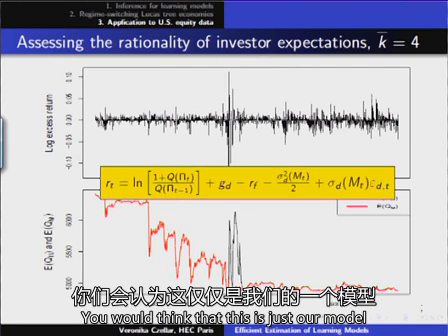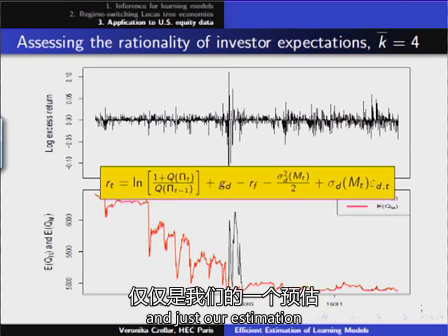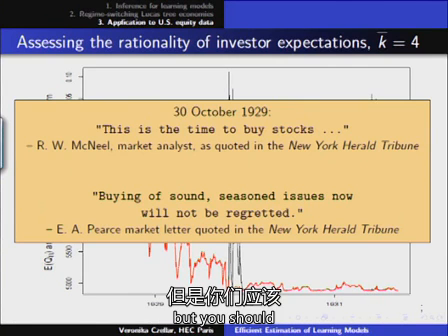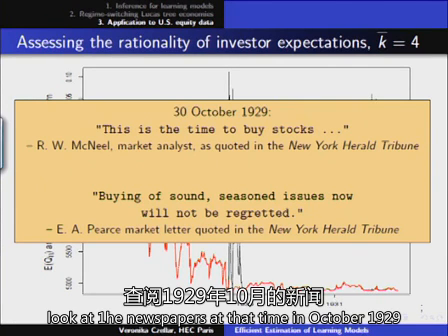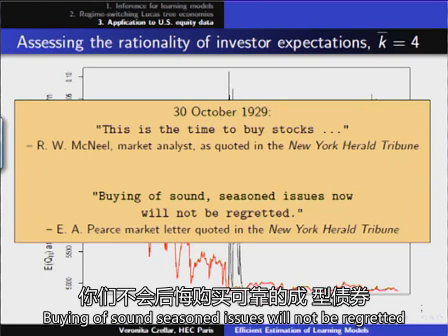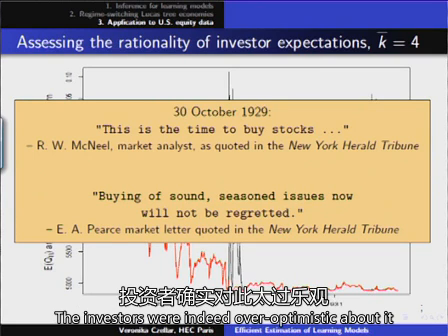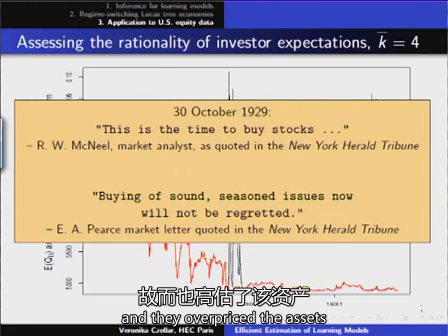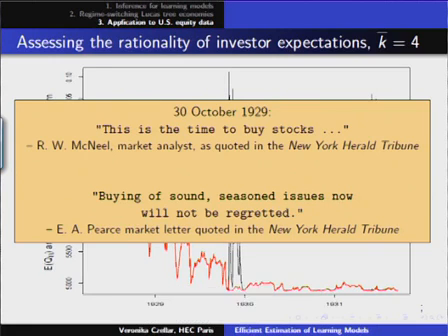Now you would think that this is okay, this is just our model, our estimation. But if you look at the newspapers at that time, in October 1929, we had these kinds of sentences. This is the time to buy stocks. Buying of sound seasoned issues now will not be regretted. The investors were indeed over-optimistic and they overpriced the assets, right?